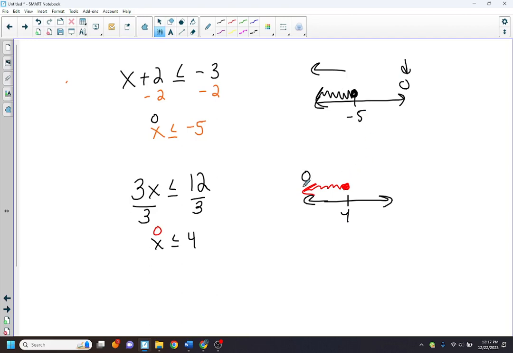In this case, look how they both go in the same direction, but it depends where 0 is. So it's always away from it if it's false. You always want to go towards the truth.